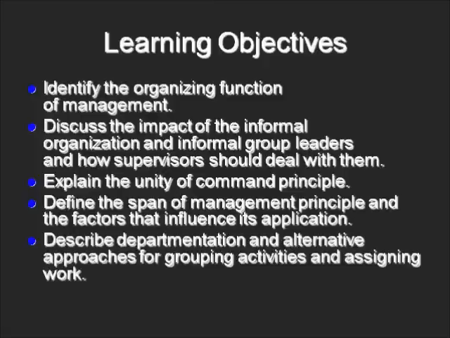Unity of command means that each employee has only one immediate supervisor. Such a clearly defined authority relationship simplifies the flow of formal communications as they normally flow upward and downward through the chain of command. The span of management principle recognizes that there's a maximum number of subordinates that a supervisor can manage effectively. The actual number will be determined by such factors as the competence of the supervisor, the previous training and experience of subordinates, and the amount and nature of work to be performed.